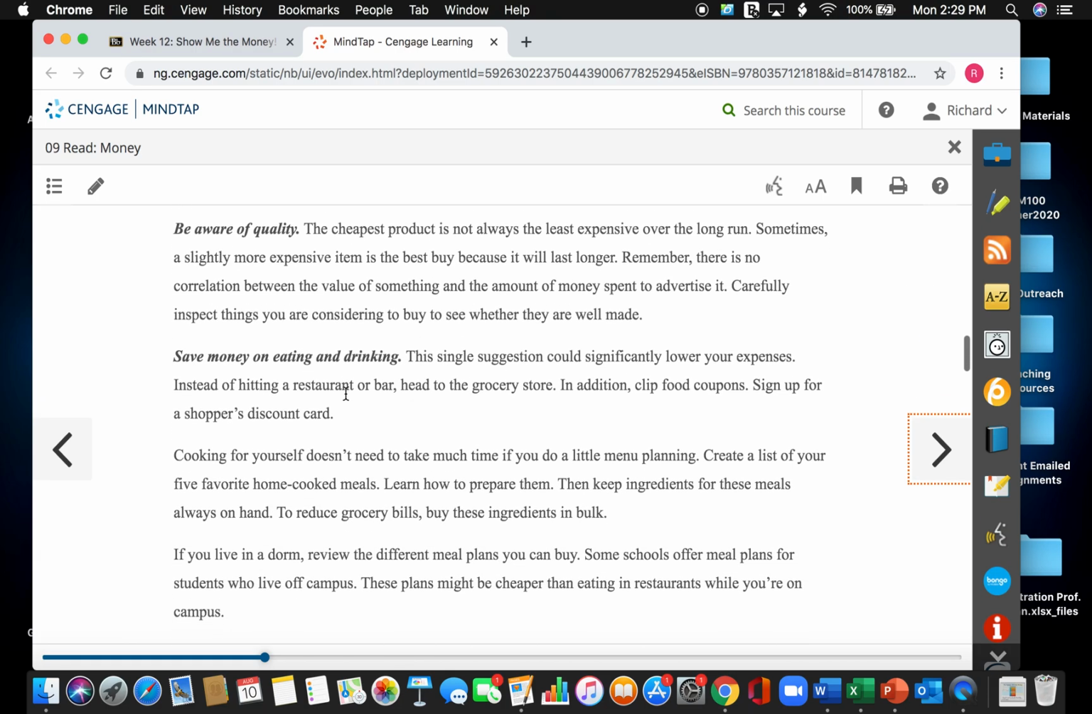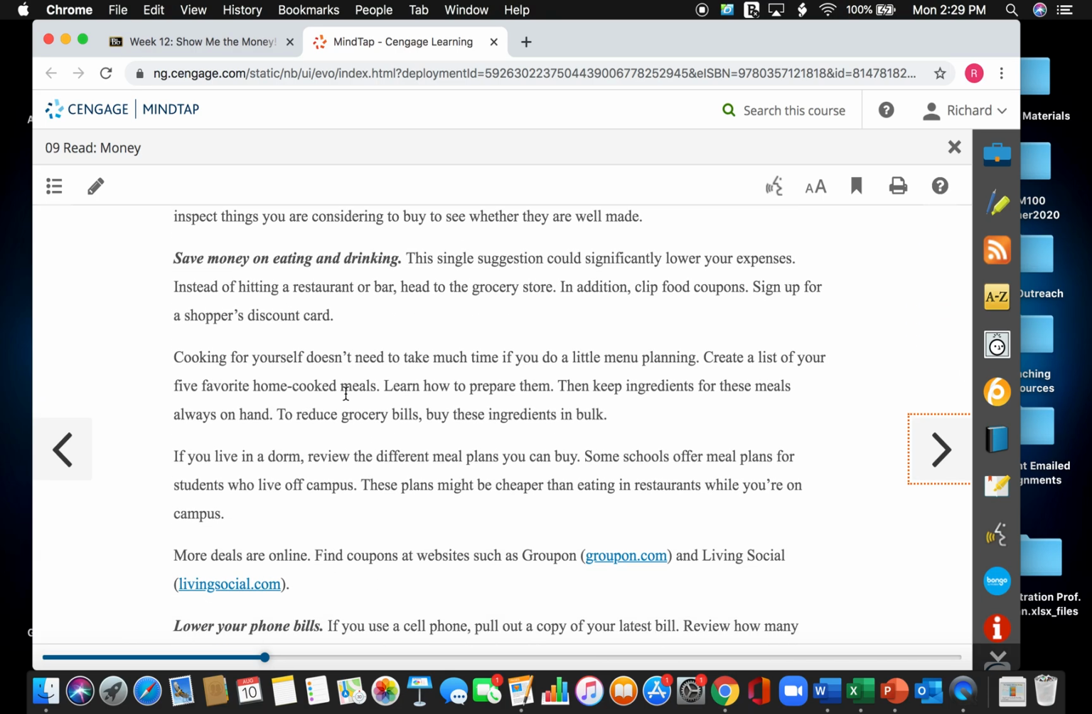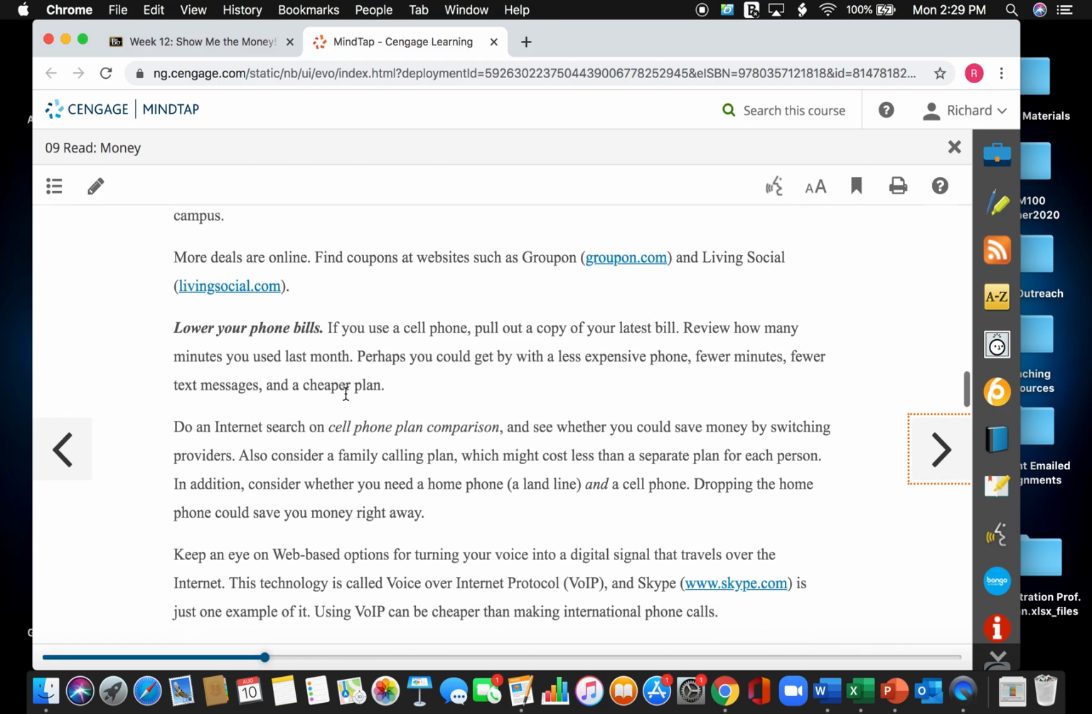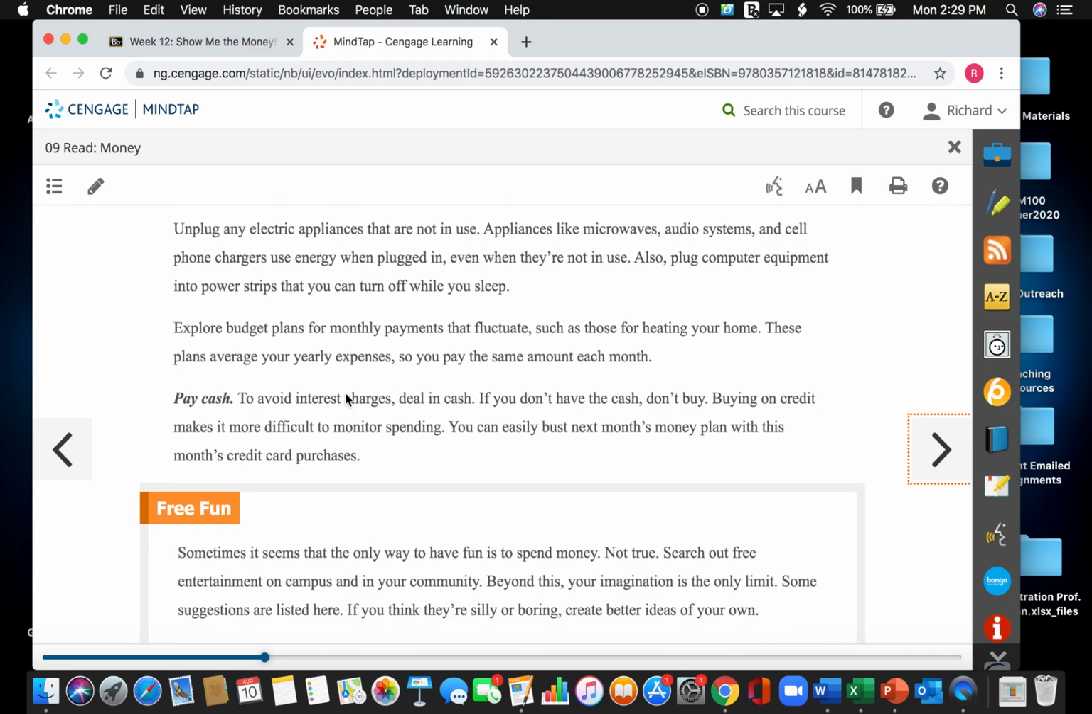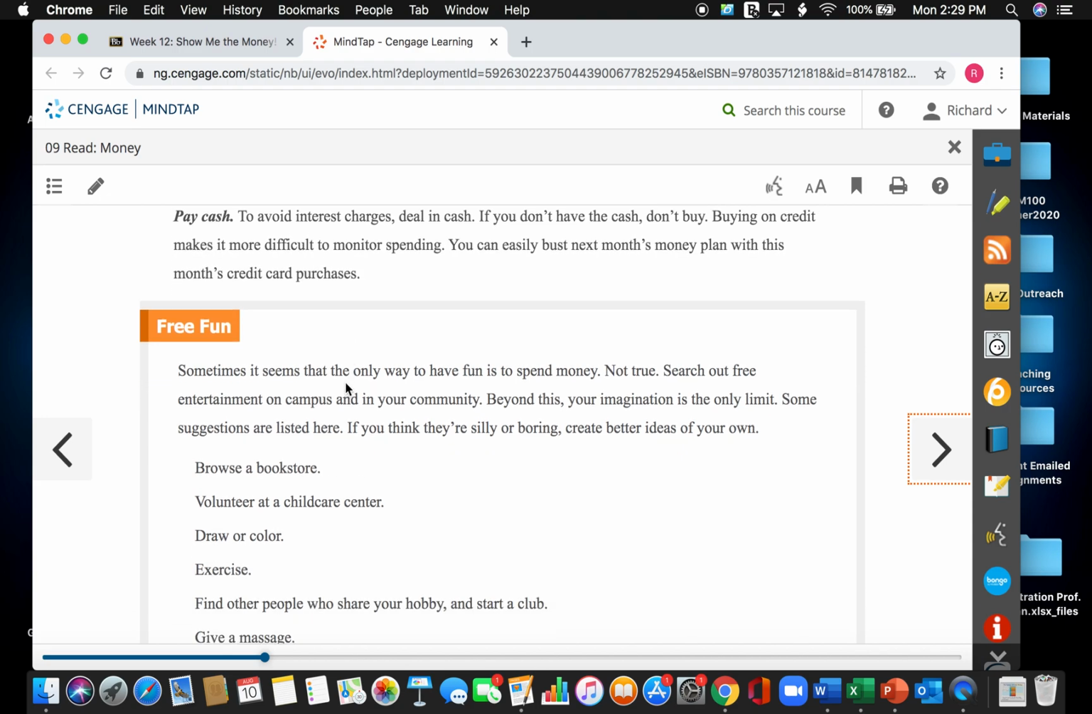So beware of quality and save money on eating and drinking. Lower your phone bills. Go green. Pay cash instead of a credit card.